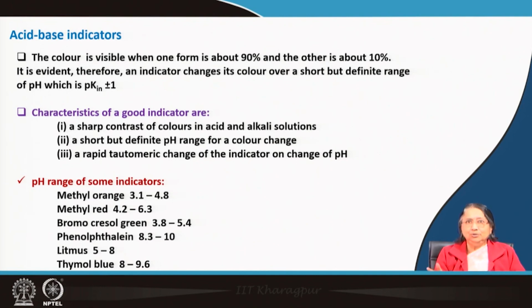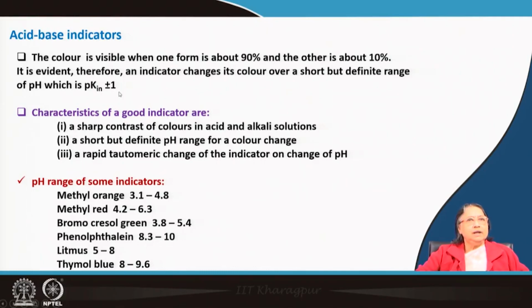Okay. One form should be in excess, how much excess? 90%. Another form is at very low concentration, that is the 10%. It is evident, therefore, that an indicator changes its color over a short but definite range of pH, pK indicator plus or minus 1. That log 10 is to 1, not 10, actually 9 is to 1, right? That is why I have written approximately plus or minus 1.